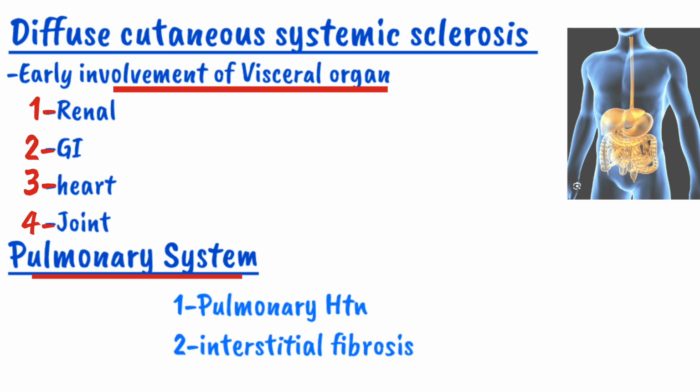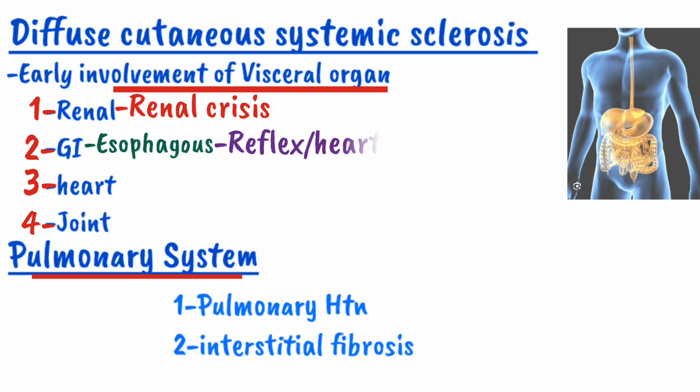In renal, it causes a renal crisis which is a rapid malignant hypertension. It is a very serious complication but it is rarely found these days. In GI system, it predominantly involves esophagus. In esophagus, there will be a reflux disease and heartburn. Apart from that, there will be decreased peristalsis and there will be a weakening of lower esophageal sphincter. In heart, it can cause pericardial effusion, myocardial involvement which will lead to congestive heart failure and arrhythmias.